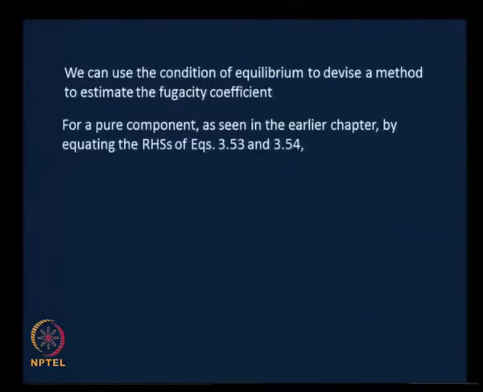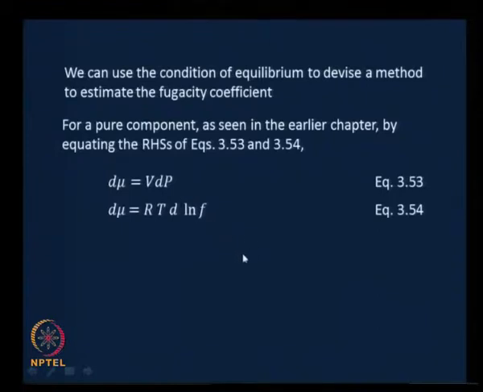For a pure component, we have already seen this equation in module 3, d mu equals V dP under certain conditions. This was 353, and d mu equals RT d ln f. This was equation 354, f being fugacity. So, since these are equal, if we equate these two, we would get RT d ln f equals V dP. Let us call this equation 531.